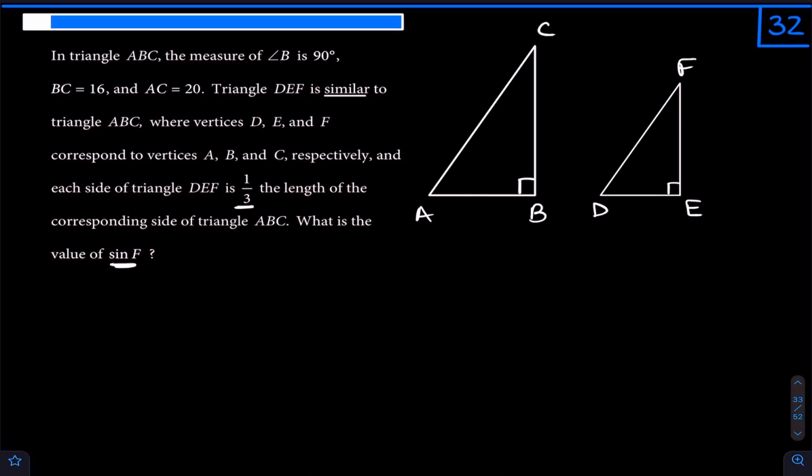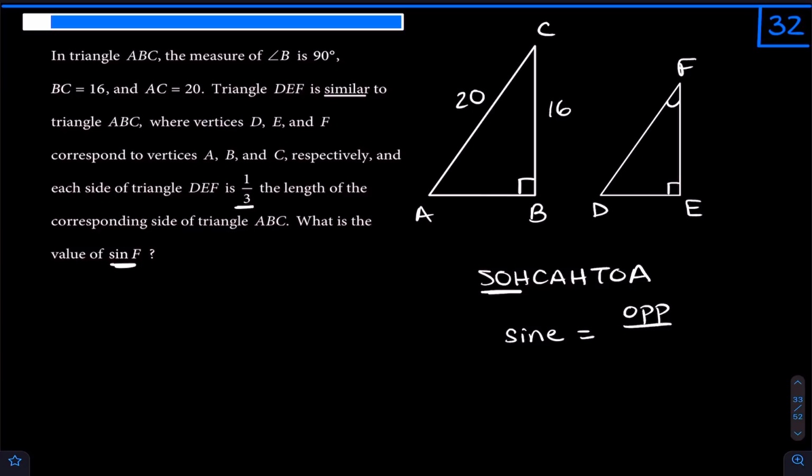Now, we know a couple things about the sides of these triangles. We know that BC has a length of 16. We know that AC has a length of 20. And what we're trying to do is find sine of F. So we're trying to find sine of this angle here. And we know from SOHCAHTOA, well, actually, that's probably a great place to start. In SOHCAHTOA, the SO part tells you about sine. Sine is opposite over hypotenuse.